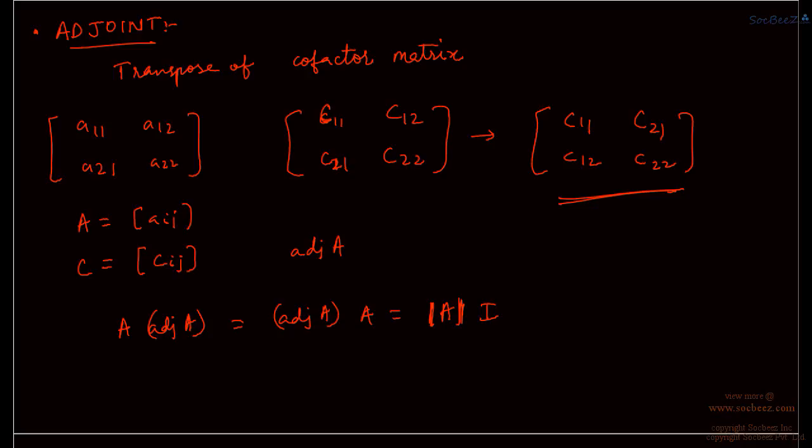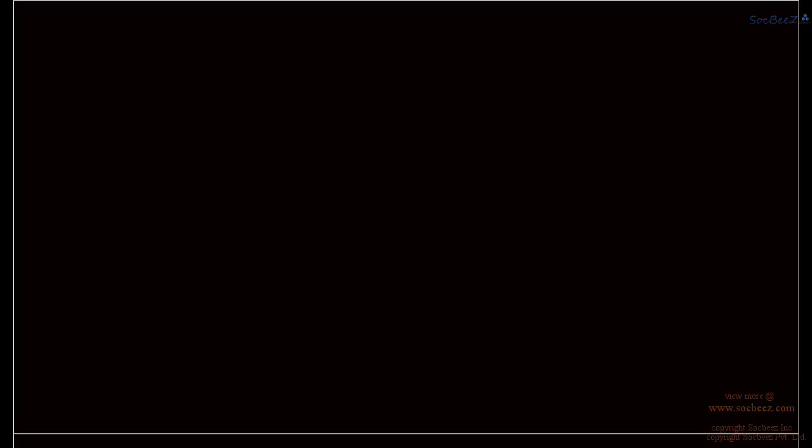First of all, A and adjoint A are commutable under multiplication. So A into adjoint A is the same thing as adjoint A into A, which is equal to determinant A into I. Right. Now using this, what we do is we define something known as the inverse of a matrix.